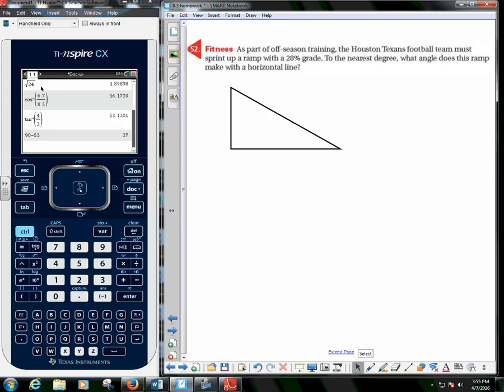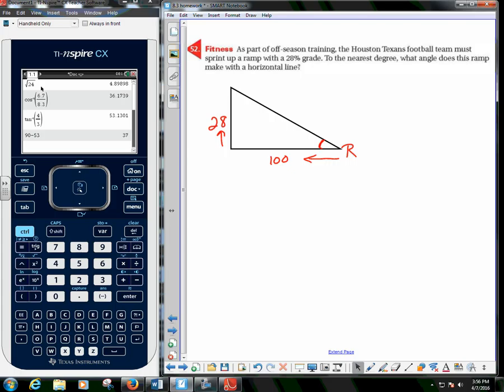What this means, a 28% grade, it says that for every 100 feet we go this way, we go up 28 feet, okay? And it wants to know what the measure of this angle right here is, and I'm going to call that R because we're running up a ramp. And here's the thing, that ratio will stay the same, whether the ramp is 10 feet long or 200 feet long, that ratio is consistent.